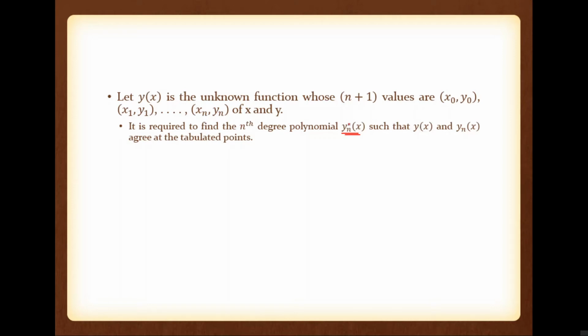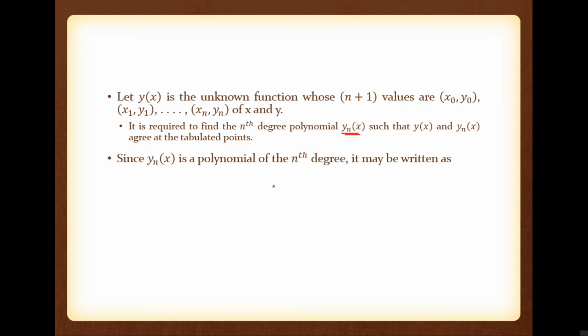We are going to find the nth degree polynomial by using n plus 1 data. It means if we have 7 data, then n plus 1 is 7, then n is 6. So you can find the 6th degree polynomial by using 7 data. Okay, so n plus 1 is the number of points, or n is the order of polynomial that we are going to find.